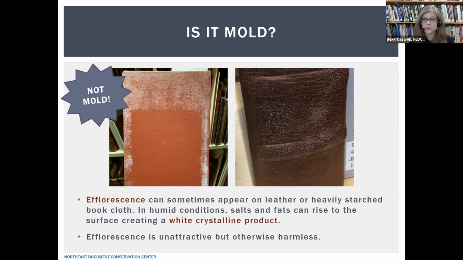So efflorescence is a word that you might also know if you're at all familiar with masonry, or if you have like a cinder block wall. If too much moisture is coming through, salts can crystallize on the surface. It's the same kind of thing. So it's not particularly attractive, but it is otherwise harmless, and it's something that you can generally just wipe off. If it's a cloth book, you can wipe it off with like a damp cloth. On a leather book, I would use just a dry cloth to wipe it off.